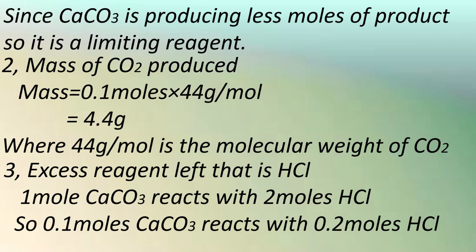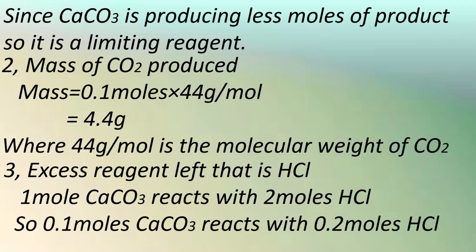Number 2, mass of carbon dioxide produced. For calculation of the mass of carbon dioxide produced, we will take the moles of carbon dioxide calculated from calcium carbonate, that is 0.1 moles times 44 gram per mole. 44 gram per mole is the molecular weight of carbon dioxide. For example, carbon has atomic weight 12, one oxygen has atomic weight 16, two oxygen have 32. The total is 44 gram per mole. So the mass of carbon dioxide produced is calculated to be 4.4 grams. So we have identified the limiting reagent and calculated the mass of carbon dioxide produced.